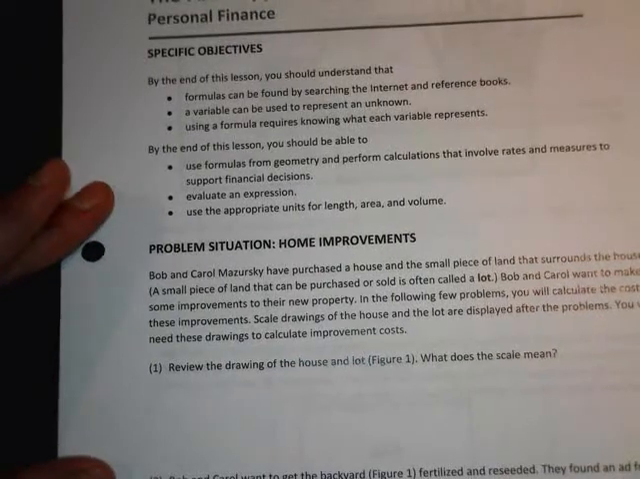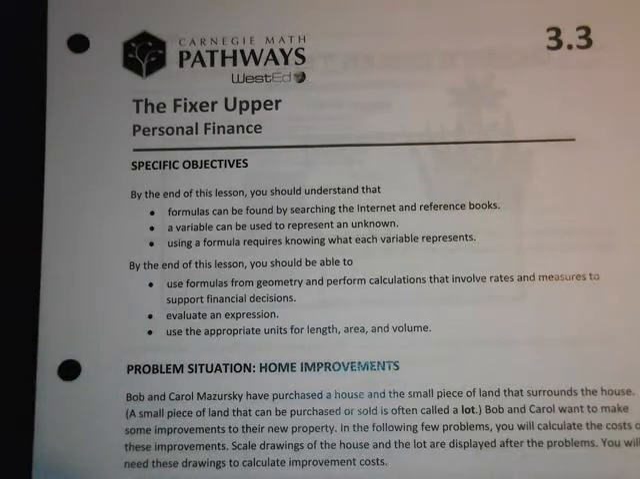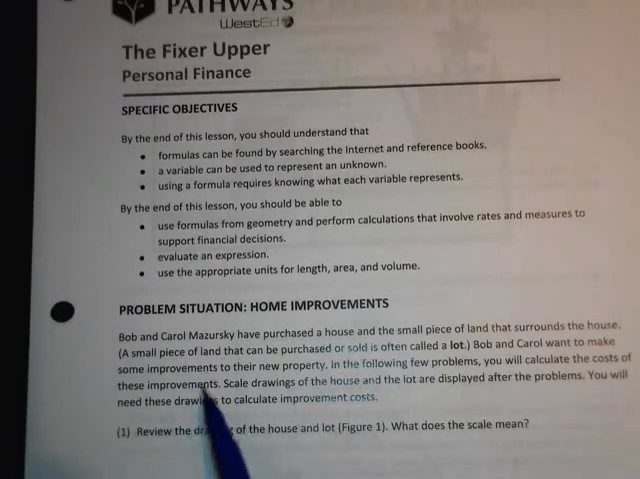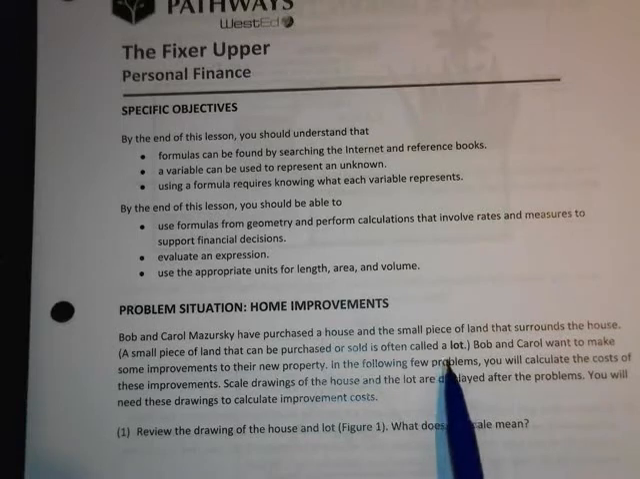So this is quite a long OCE. We would have spent 2 days on it if we were face-to-face as well. Okay. So this is all about home improvements, and we're talking about Bob and Carol. And so they just purchased a house, and it has some land to it that goes around the house. And so they said that, just a reminder, that the land is often called a lot. Where your house is on is the lot that you own. And they want to make some home improvements.